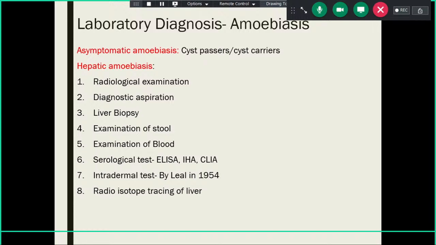Okay, hepatic amoebiasis, as I told you, there are multiple disciplines which come into role to give a diagnosis: radiological, then diagnostic aspiration by surgeon, and that aspirate, if you see in wet mount, it will show trophozoite. Liver biopsy, examination of the stool, which can at times give cyst of EH. Examination of blood, then serological test, intradermal test. It is historical now, but it is an option.